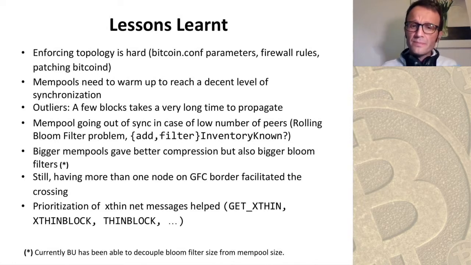Another thing we found out in the beginning was that bigger mempools gave better compression, but also bigger Bloom filters. That means that you need to exchange fewer transactions, but to achieve these results, you have to send a bigger Bloom filter. And this is somewhat not good enough, because the reduction on one side is balanced by the increase in size on the other.